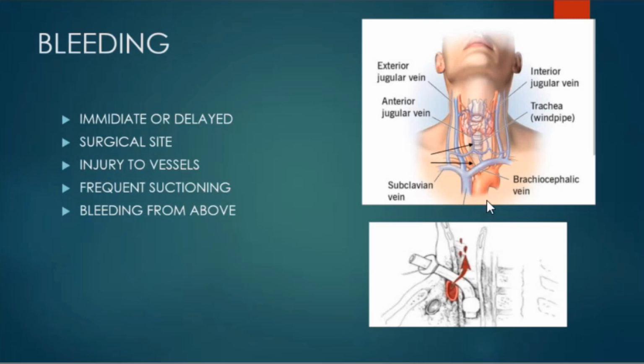The other causes include frequent suctioning and bleeding from above, like in case of epistaxis, and also from the oral cavity, which can trickle down the trachea, and the patient may be coughing it out of the tracheostomy tube.